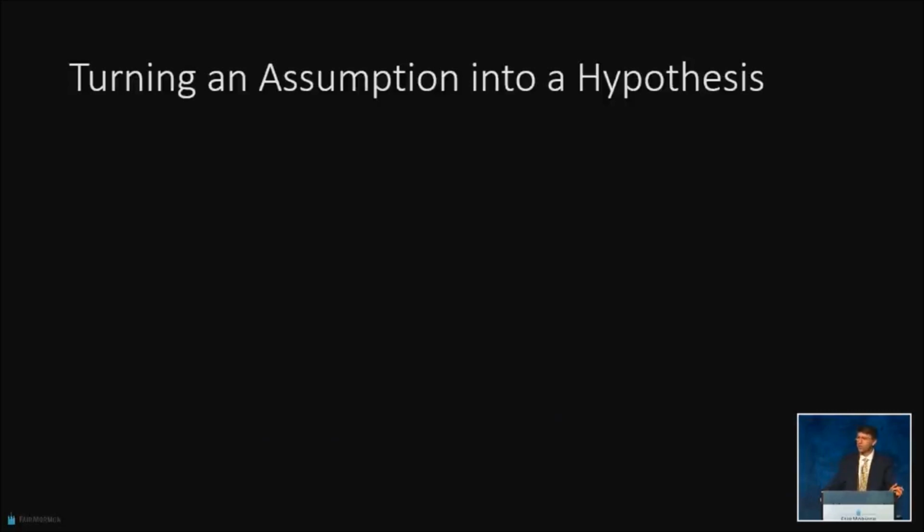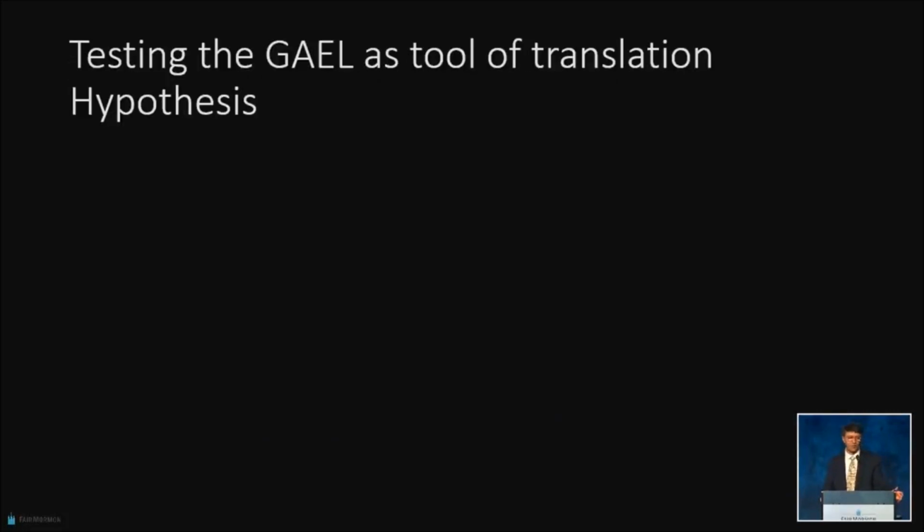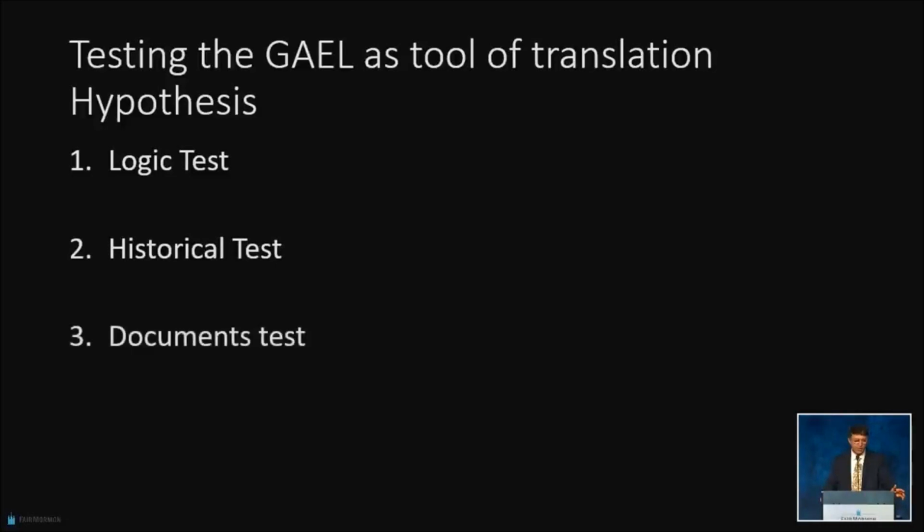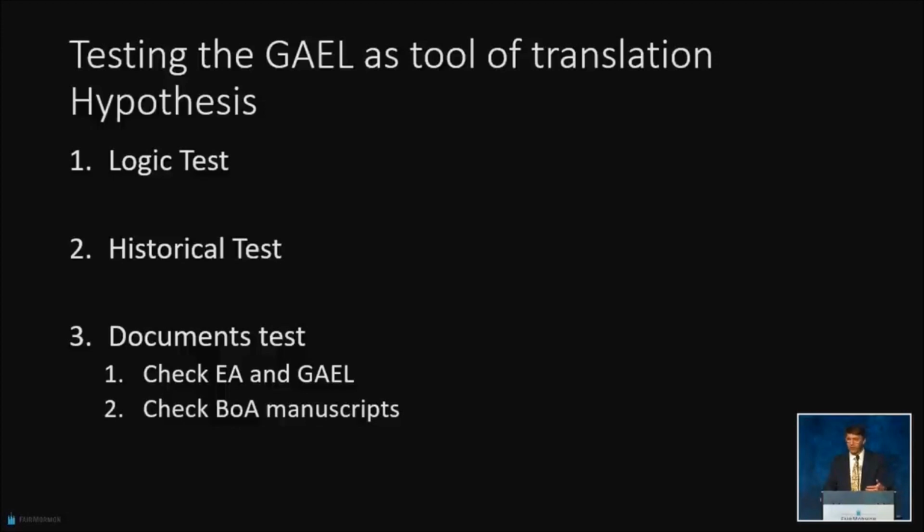So let's turn this assumption into a hypothesis. If we're going to turn it into a hypothesis, that means we have to test it. We recognize it, we state it, and we test it. That's what will make it a hypothesis. So we're going to use the grammar and alphabet of the Egyptian language, or Gale, as a tool of translation hypothesis. There are a couple of ways we can test this. One is a logic test. Another is the historical test: what do the historical records tell us? And then we can do a documents test: what do the actual documents, the grammar and alphabet, the Egyptian language, the Book of Abraham manuscripts, tell us? There are a couple of subsets to that. We'll check the Egyptian alphabet and the Gale, and we'll look at the Book of Abraham manuscripts that we now have, the earliest ones we now have, which, as I said earlier, are probably not the earliest ones.